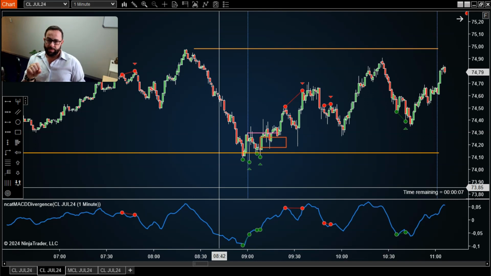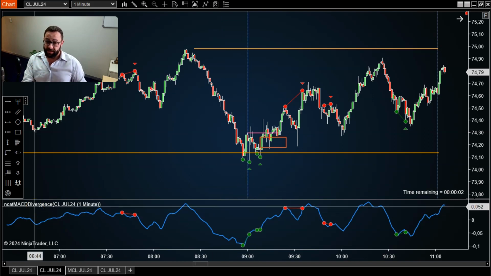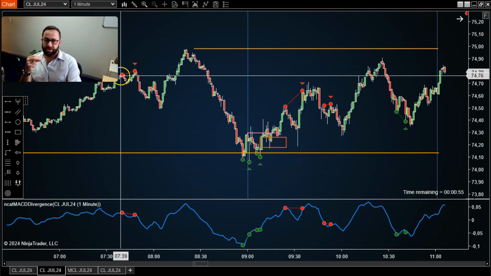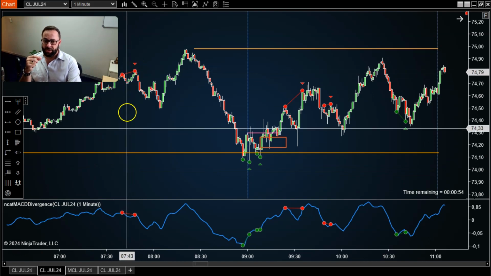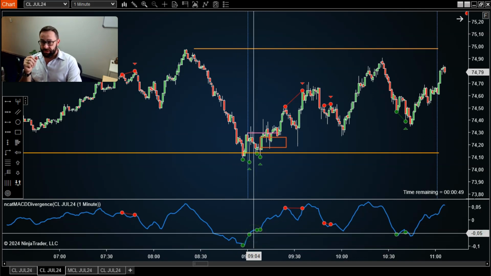So the indicator I want to be talking about today is called the MACD Divergence indicator. This one is specifically from Ninjacators and it's been programmed to automatically find bearish divergence, which are these lines over here printed on the price chart or below here on the indicator panel, or bullish divergence signals.